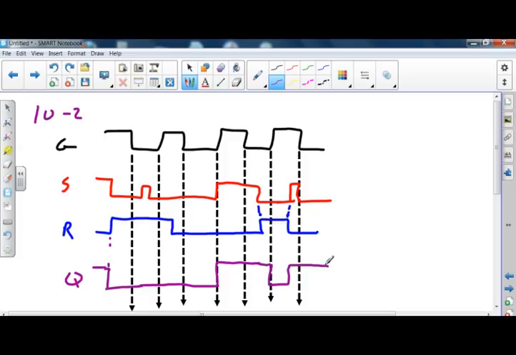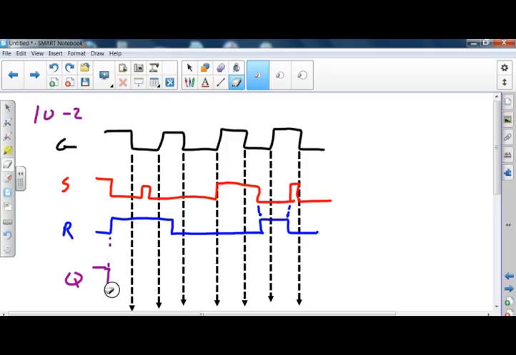Okay, want me to do that again? Okay, I'm going to erase it. See if I get the same line twice in a row.